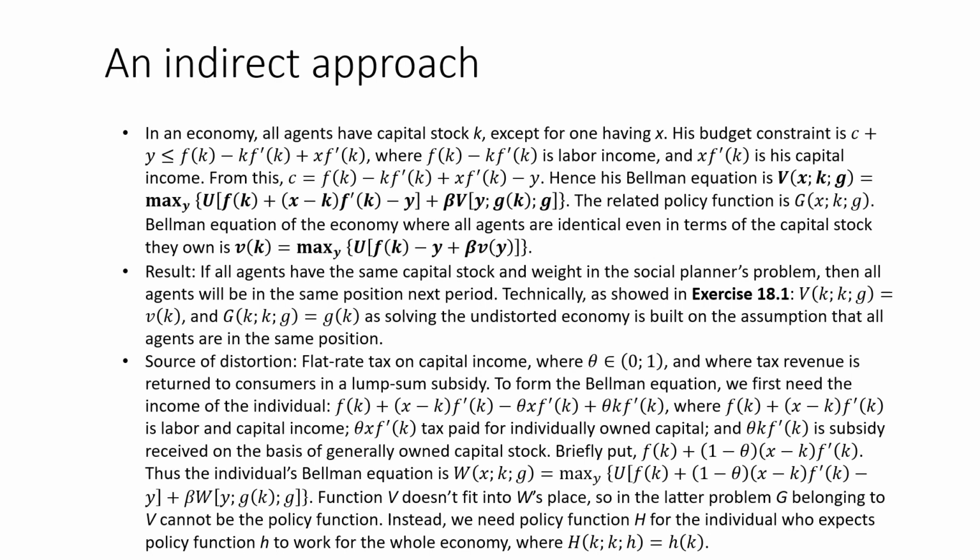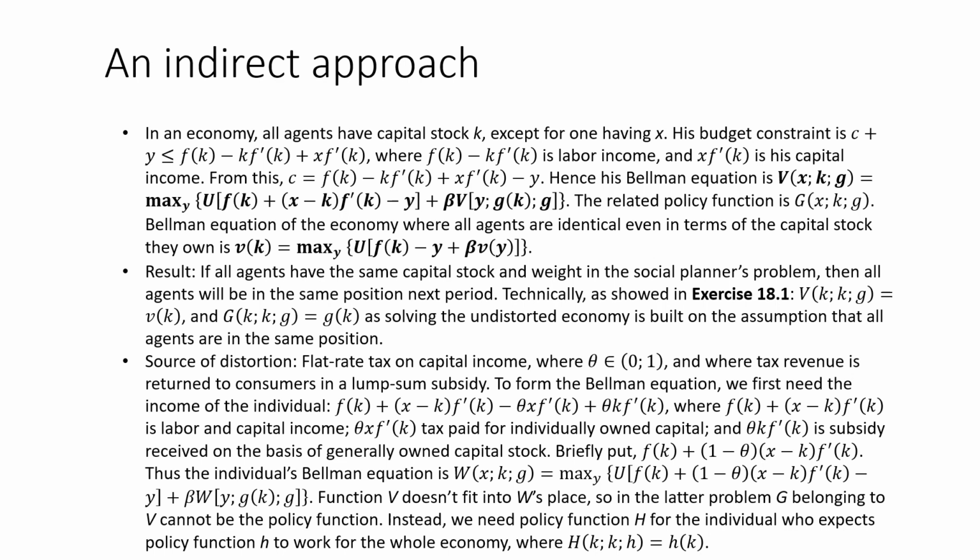You can see there are three state variables in this Bellman equation. The first one is his own capital stock. The second is the capital stock of the remaining agents in the economy, so all other agents in the economy. And the third variable, G, is the policy function which the agent expects other agents to follow. So G is the policy function of all other agents expected by the agent whom we are analyzing.